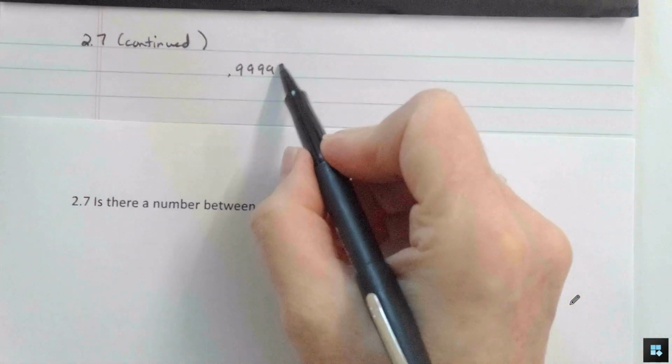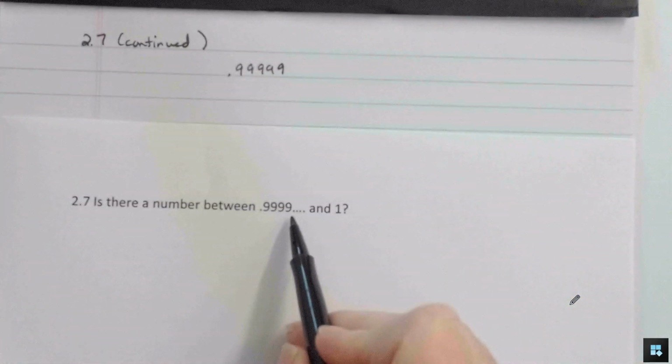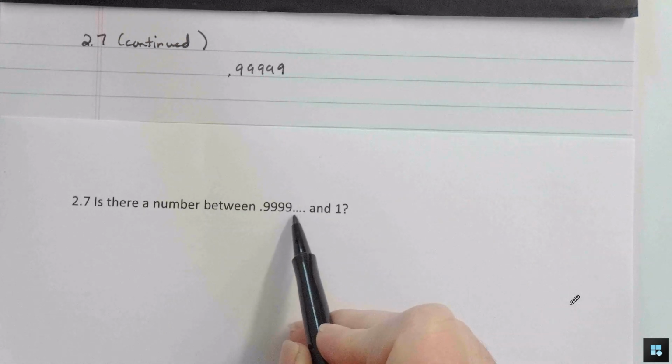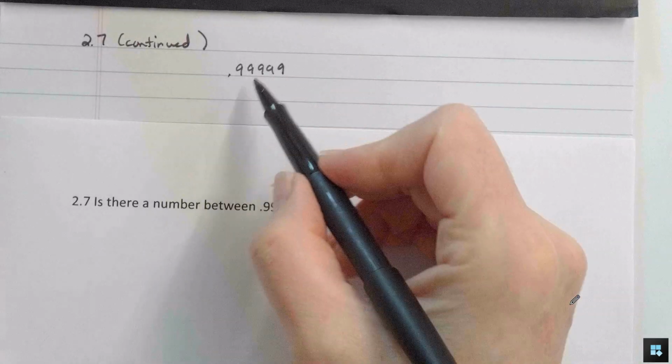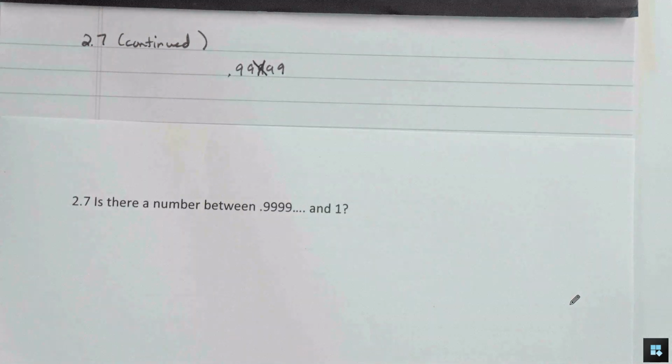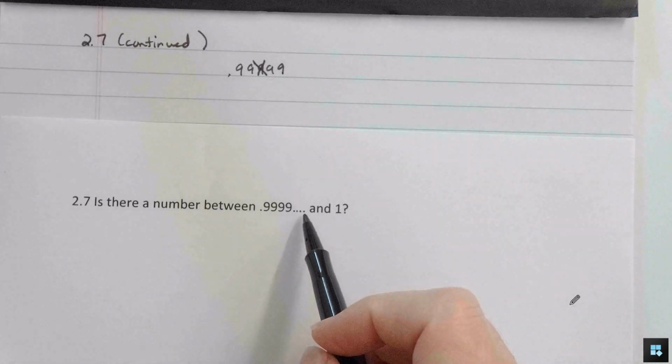So these little dots mean that these 9s go on forever. Yeah, so that's what those little dots mean. Okay. Anybody else have any ideas? Because that was the approach we took, right? We just put one more decimal place and then we squeezed one in. But here, these 9s go on forever.